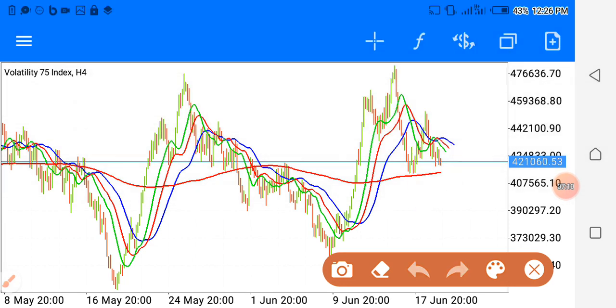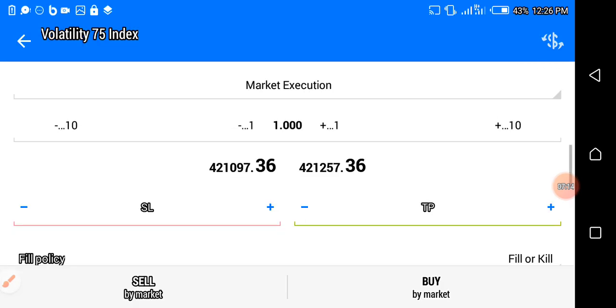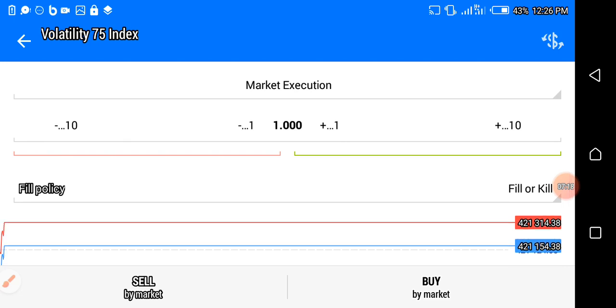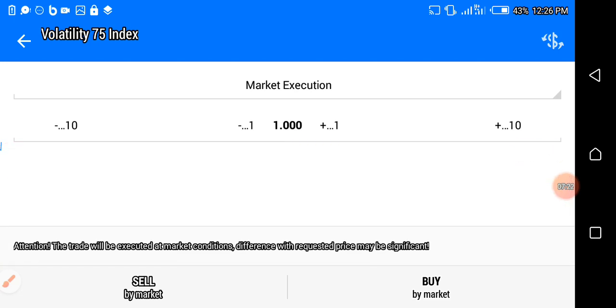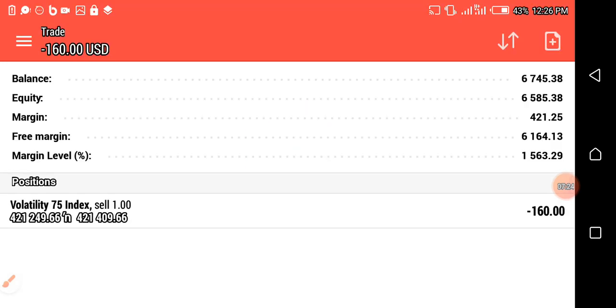So this is just for educational purposes only. So this, okay, I choose sell. I'm in the trade already, so let's just give it some time.